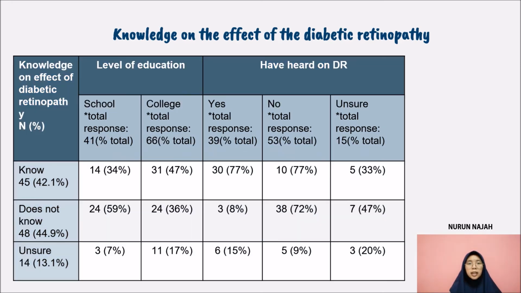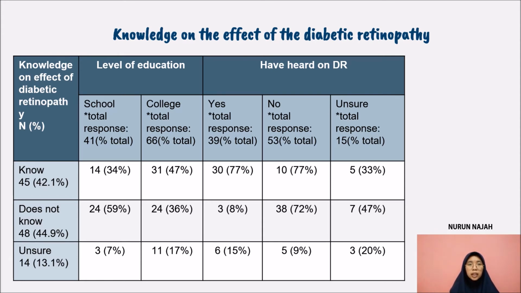Next, there are 30 participants that acknowledge the effect of diabetic retinopathy as they have already heard about it before. This value represents 77% of the total number of participants that have heard of diabetic retinopathy. This indicates that the general knowledge that participants have can influence their acknowledgement of the effect of diabetic retinopathy.